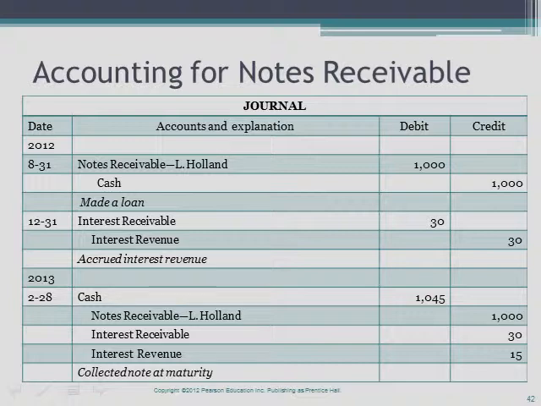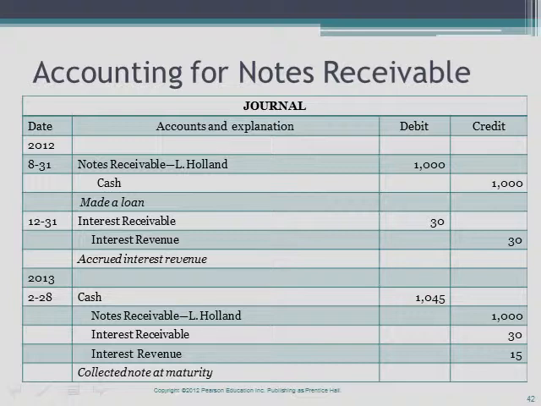Using the promissory note on the previous slide, we will record entries for transactions related to the note in the accounting records of Continental Bank. After Lauren Howland signed the note, Continental Bank gives her $1,000. The bank entry on August 31st would show an increase to notes receivable and a decrease to cash. Continental Bank earns interest on the note from August to February. At December 31st, the bank accrues interest at 9%, so interest receivable is debited and interest revenue is credited for the amount of $30, or $1,000, the value of the note, times 9% times 4/12, the period of time between when it was issued and year end.